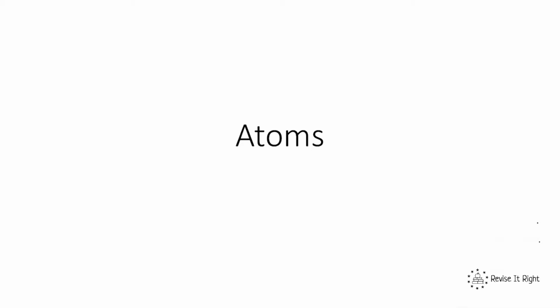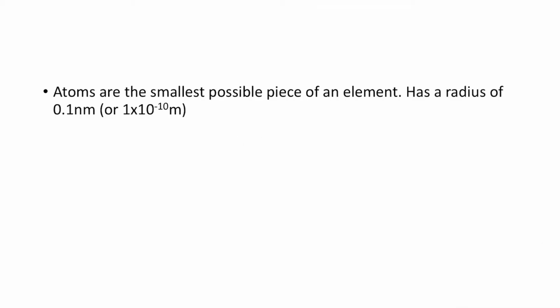This video is about atoms. Now an atom is the smallest piece of an element and they have a radius of around 0.1 nanometers or 1 times 10 to the power of minus 10 meters. Now you need to be able to label the subatomic particles that you find within an atom. You need to be able to say each of their masses and each of their charges. So I'm going to talk you through that now.